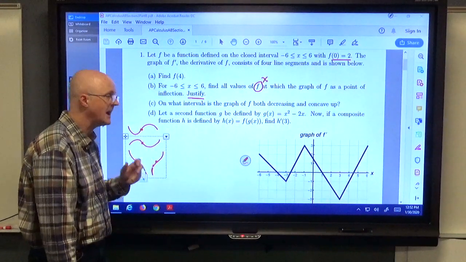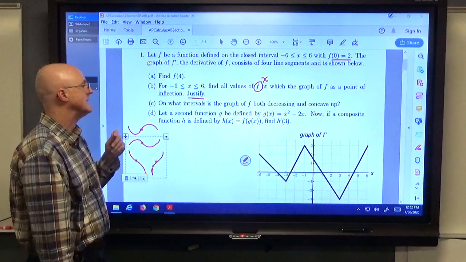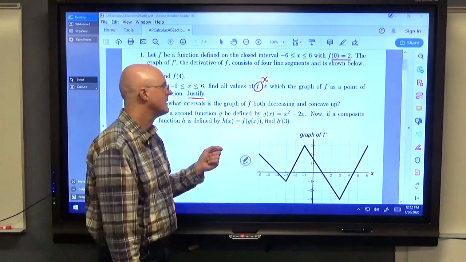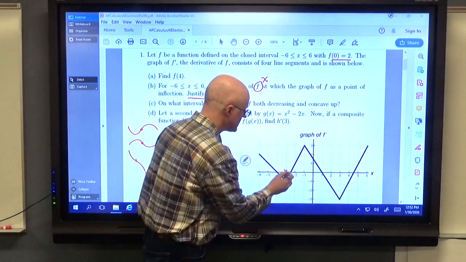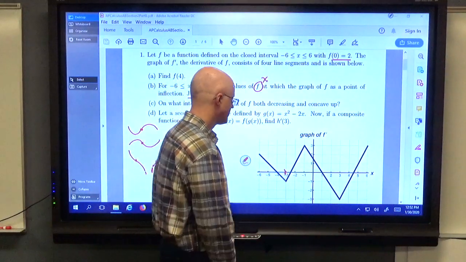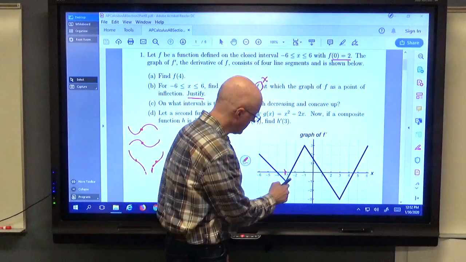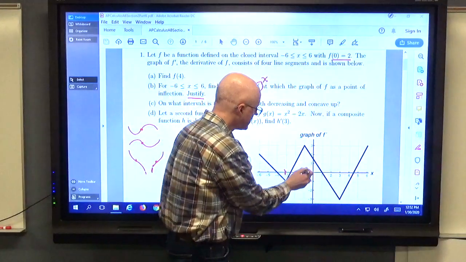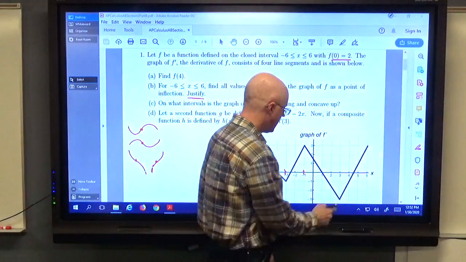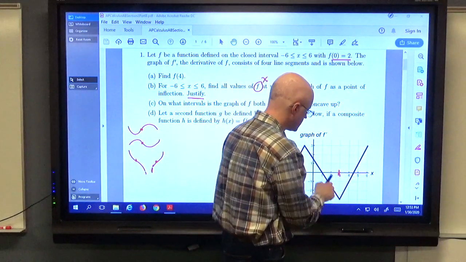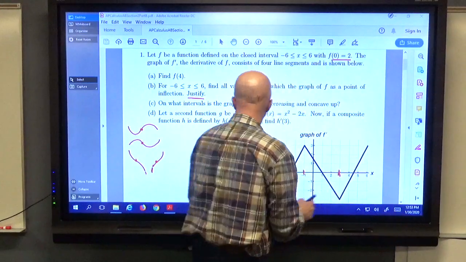So whenever it changes concavity, the second derivative changes sign, the derivative changes from increasing to decreasing. That's going to occur at x equals negative 3. The derivative is changing from decreasing to increasing. At x equals -1, the derivative is changing from increasing to decreasing. And at x equals +3, your derivative is changing from decreasing to increasing.